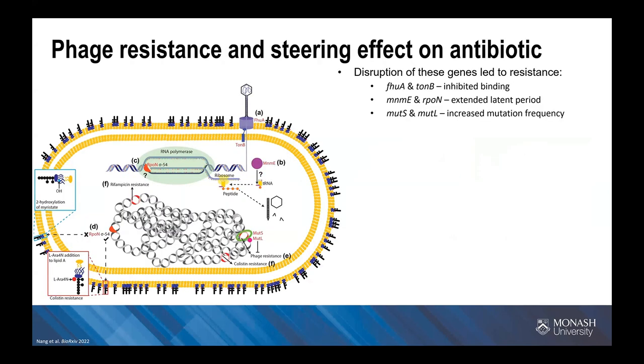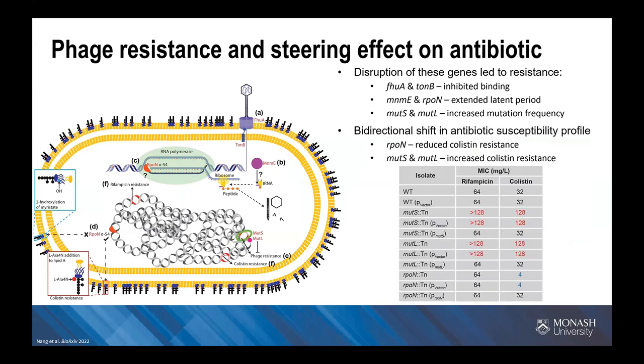So if we go back to our study where we have identified the disruption of the 6 genes that cause either an inhibition of the phage binding and extended phage latent period or increased mutation frequency, some of these cause a change to the bacterial susceptibility to antibiotics. I would just like to point out the bidirectional shift in the antibiotic susceptibility, where we saw a reduced colistin resistance with the RPOM disruption, and an increased colistin resistance was observed with our hypermutators.